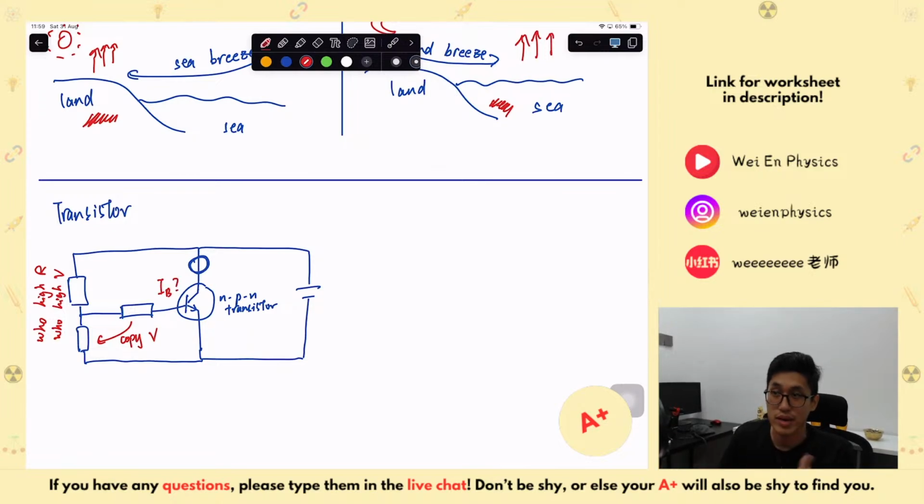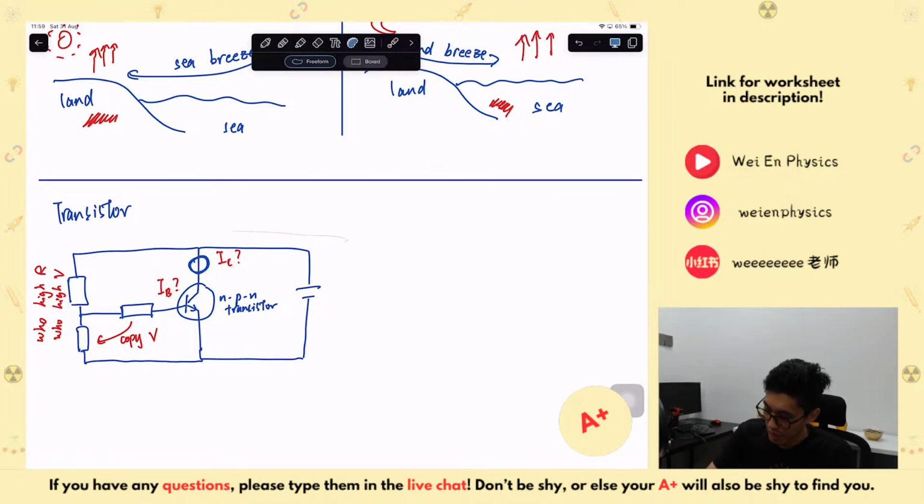If the base current is low, then the collector current is low. This leg is called the collector. This leg is called the base. Okay? If the base current is high, the collector current is high. Then this one activates. Okay?